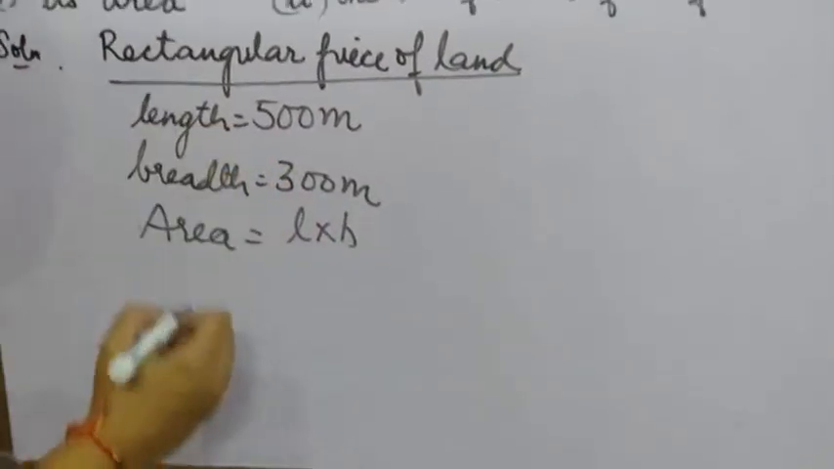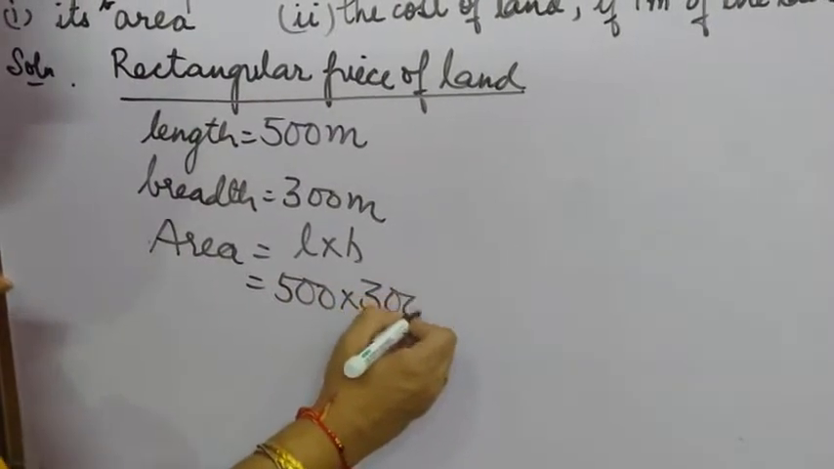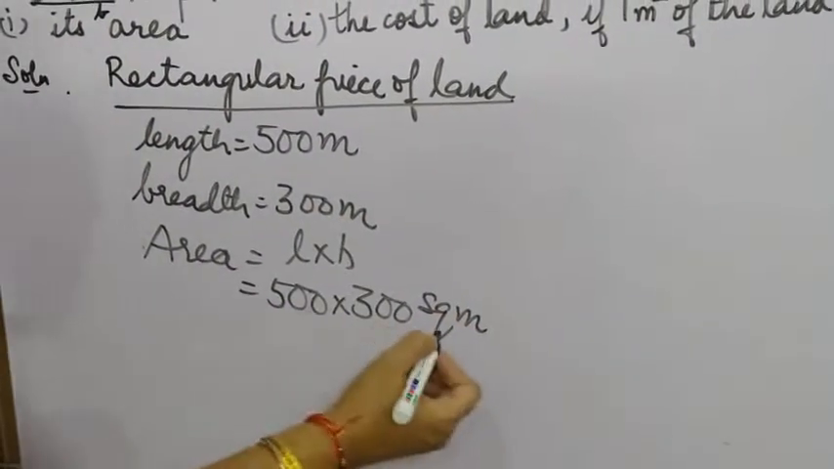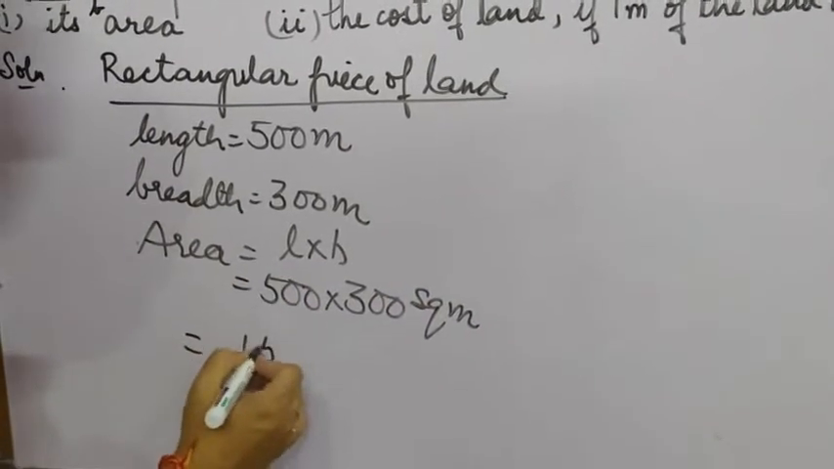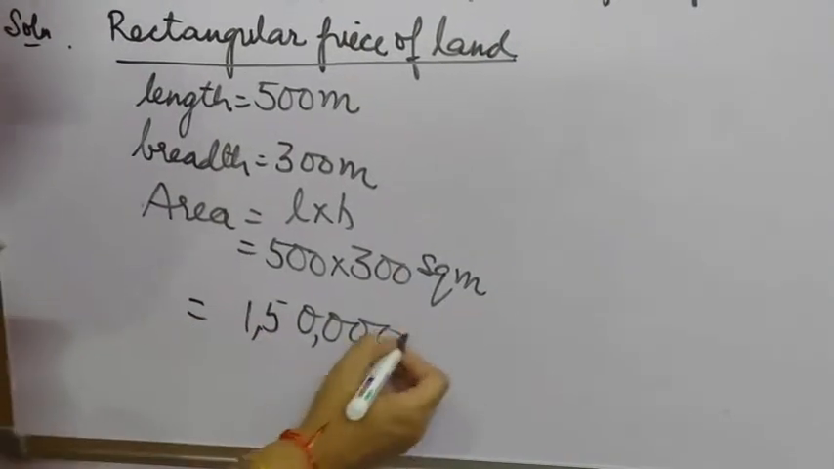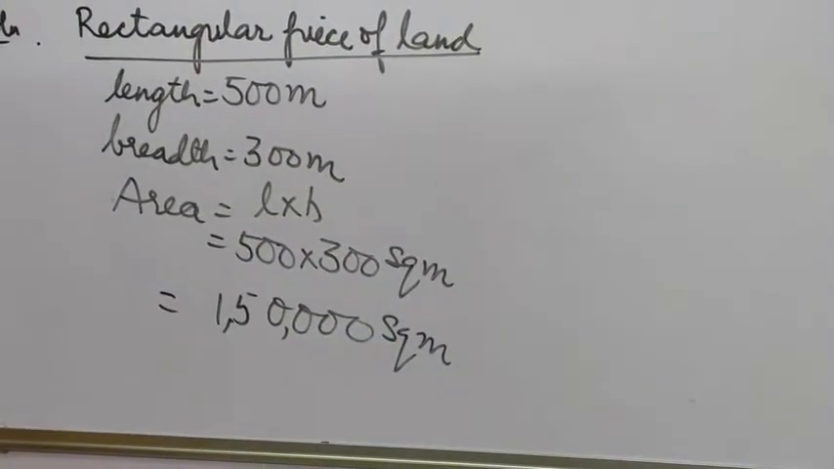Now what is the formula to calculate its area? It is length multiply breadth. It means 500 multiply 300, and since it is in square units, we will write square meters along with it. So 5 3s are 15 and 4 zeros. That means 1,50,000 square meters is the area.